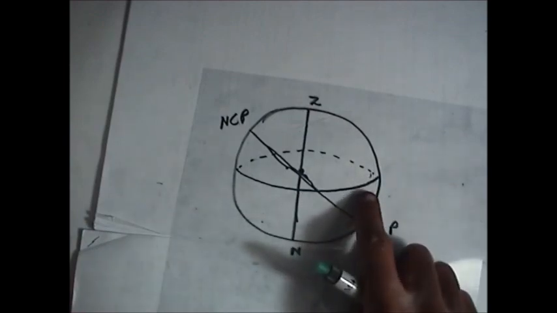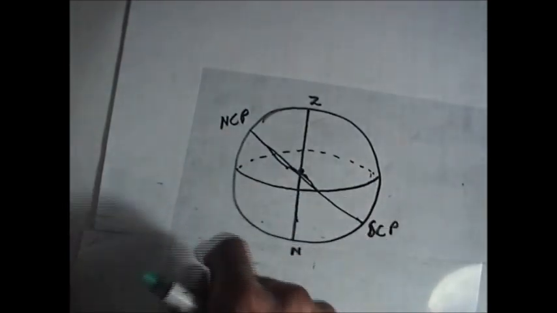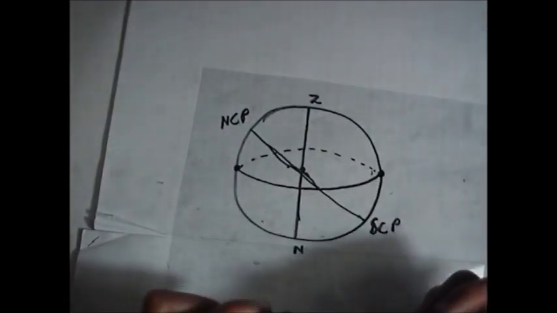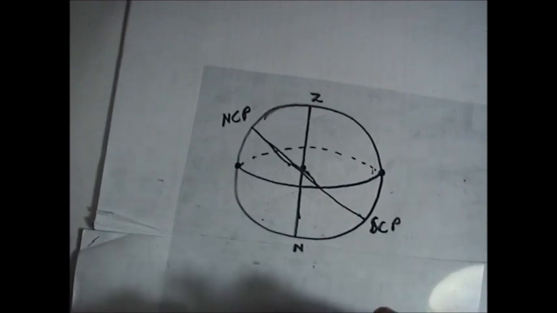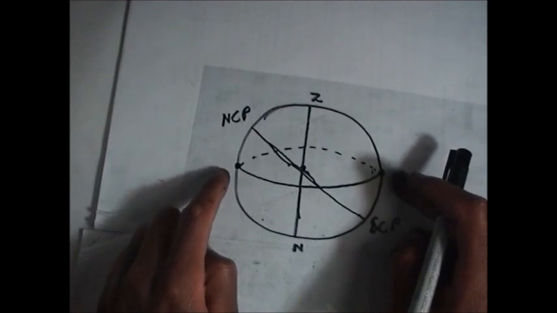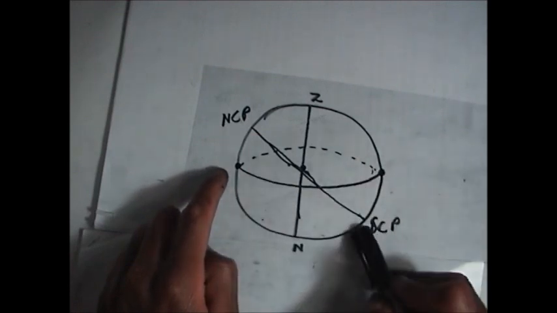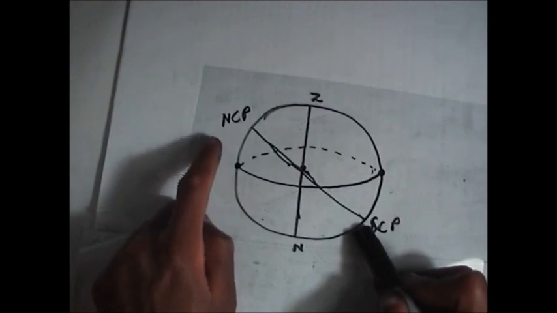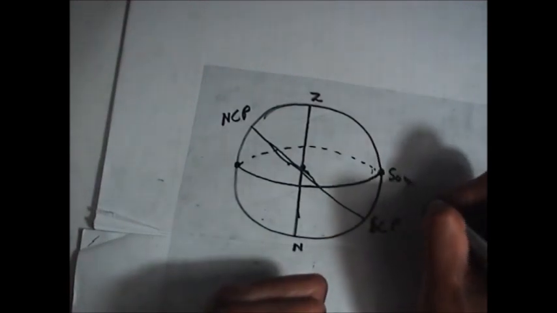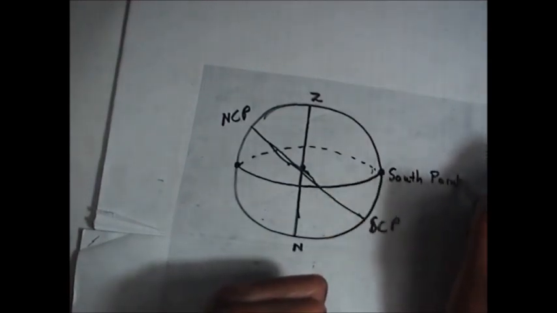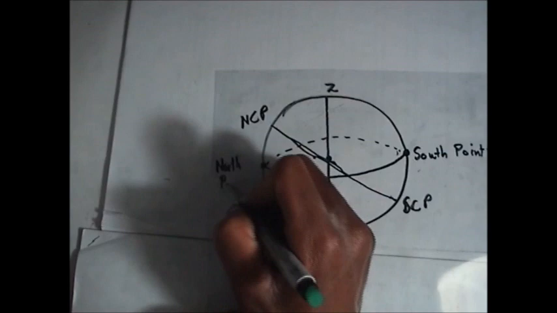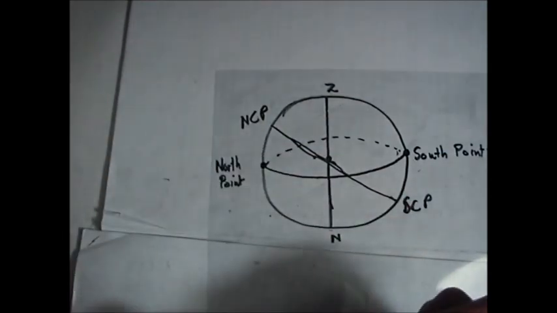And this is the horizon, remember? But can you see the celestial meridian is cutting the horizon at 2 points. It's cutting the horizon at this point and at this point right there. So now, the celestial meridian cuts the horizon in 2 points. One near the south celestial pole and the other near the north celestial pole. The one that is near the south celestial pole is called the south point, and the one near the north celestial pole is called the north point.